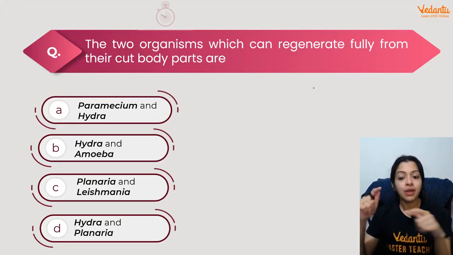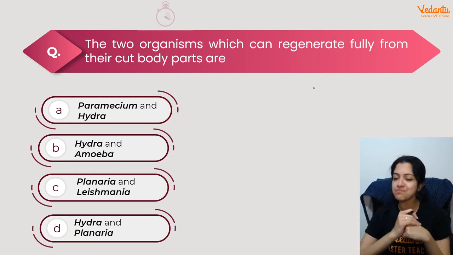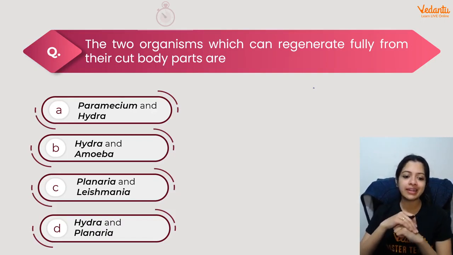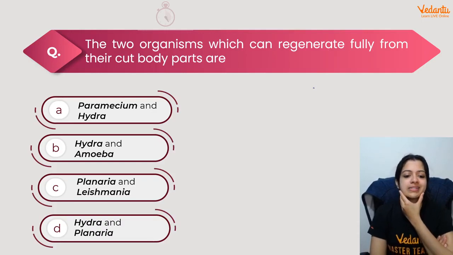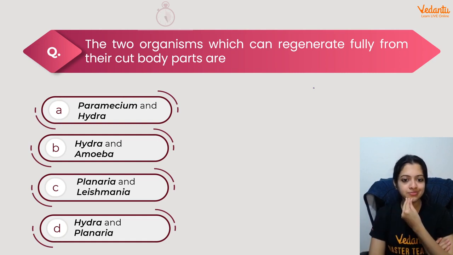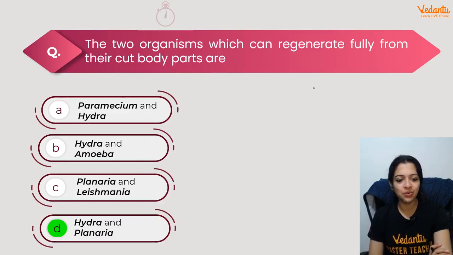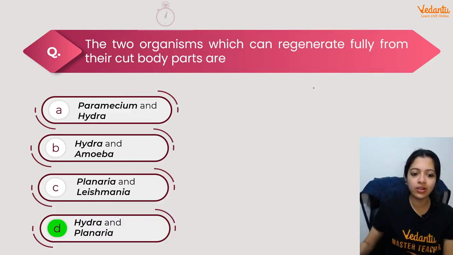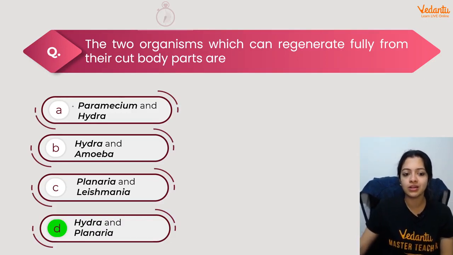The two organisms which can regenerate fully from their cut body parts. What are they? Paramecium and hydra, hydra and amoeba, planaria and leishmania, hydra and planaria. Okay. This has to be simple because I've told you the answer to this. If you've paid attention, you will know the answer. Your time ends in 3, 2, 1, and go. Hydra and planaria have the ability to regenerate. In all the other options, at least one of those organisms doesn't undergo regeneration.